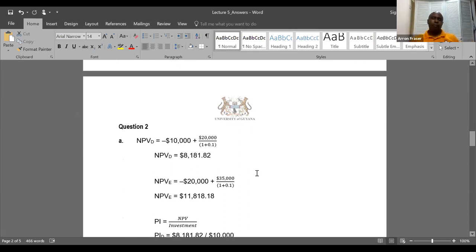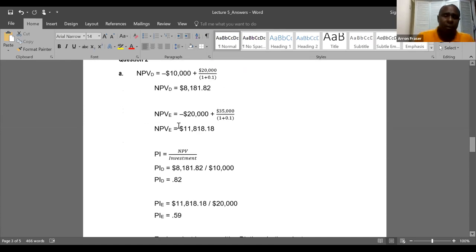So just for a recap, I've worked out the net present value of the projects. The question gives us that information, but just to recap and for some students to understand where it came from. In project D, we had an initial investment of 10,000. Of course, the discount factor when you make that investment now is one, so that remains as is. And then you add the inflows that you expect in one year's time of 20,000 divided by one plus the discount rate, which is 10% in this case. And you'll get an NPV of $8,181.82.